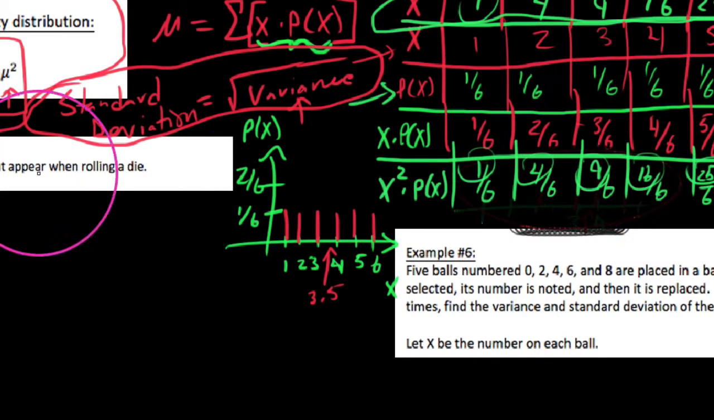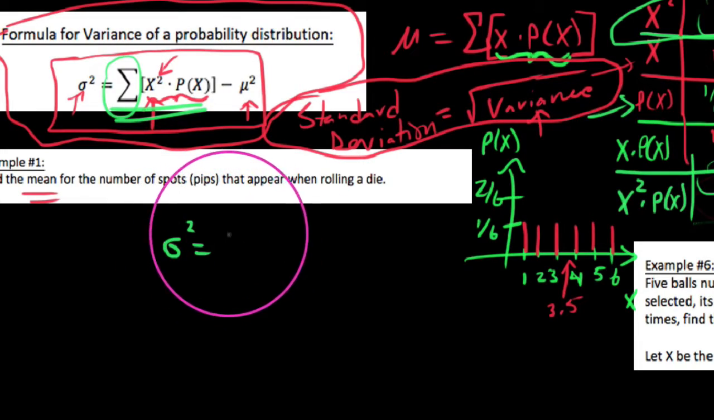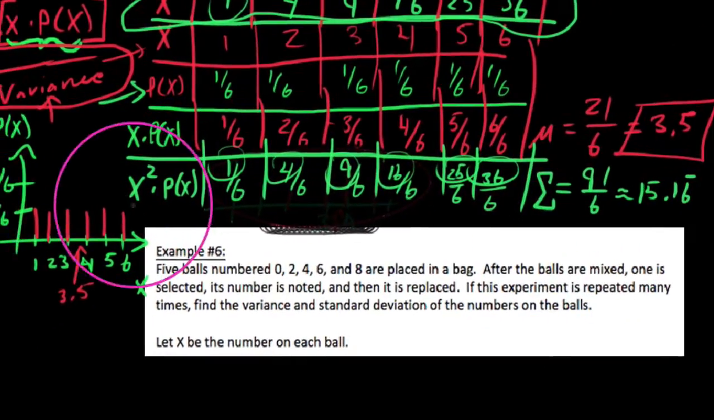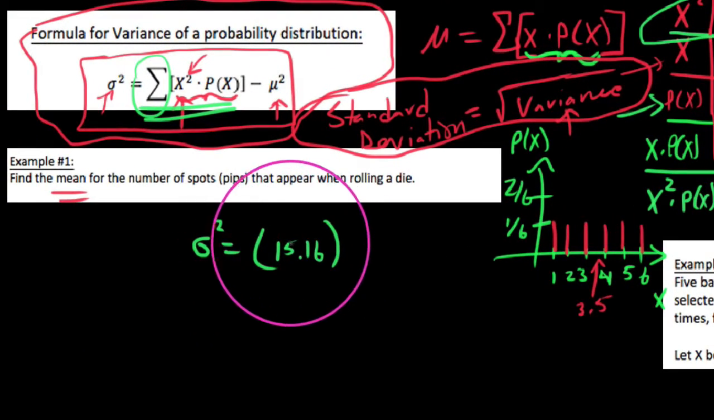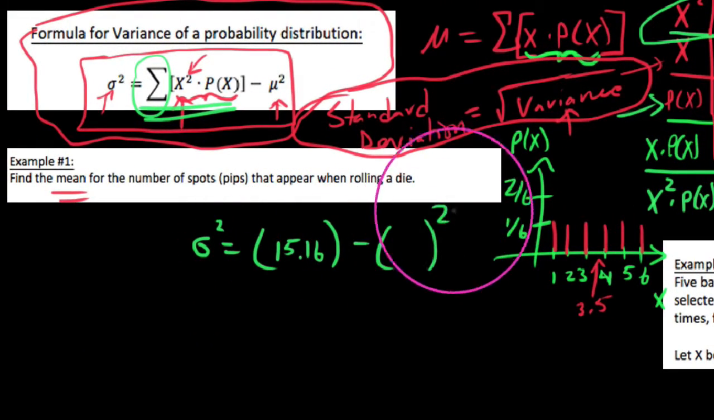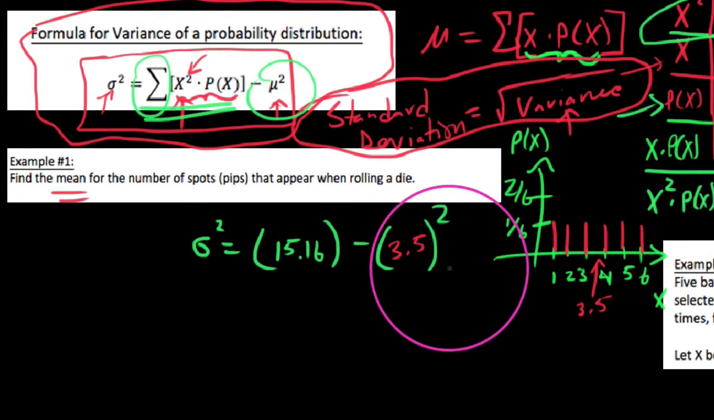Okay, so now we're all set to find the standard deviation of this, but we're going to have to find the variance first. So the variance, let's go ahead and write this out. We say the variance, which is sigma squared, is equal to this. We are going to take this number that we just found, 15.16, and we are going to subtract off the average squared. So we do know the average. As a matter of fact, it's 3.5.